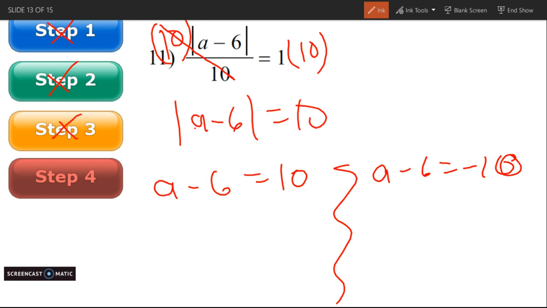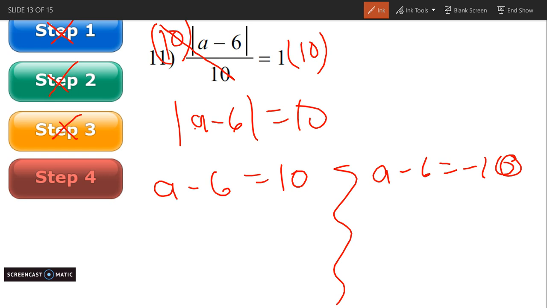Step 1, get absolute value by itself. Step 2, is it possible? Step 3, the third step, is to set up those two equations. It is not the first step. Do not do it first. You've got to use it as your third step.